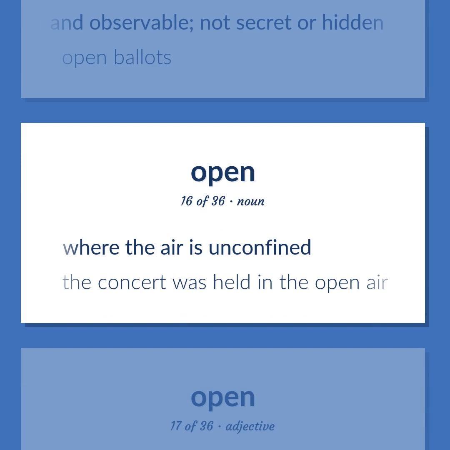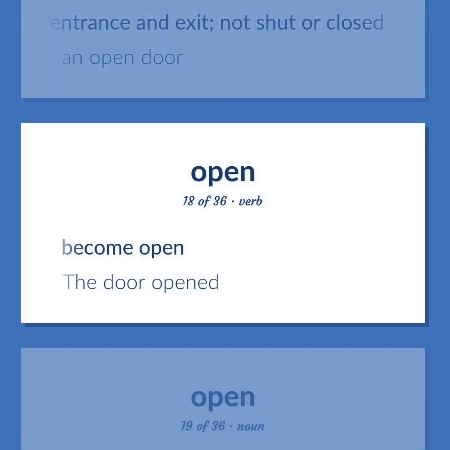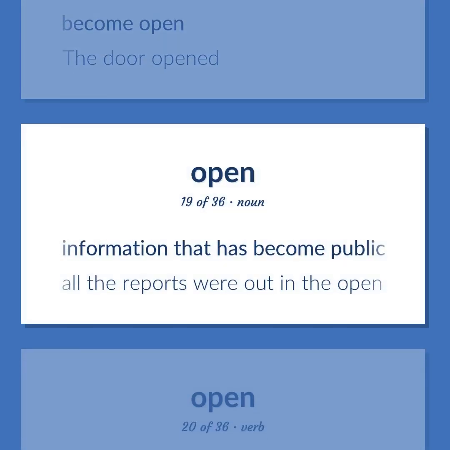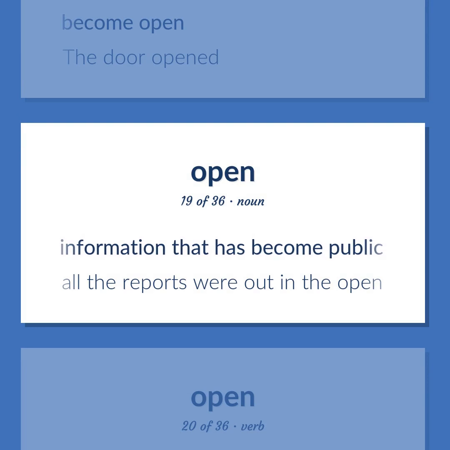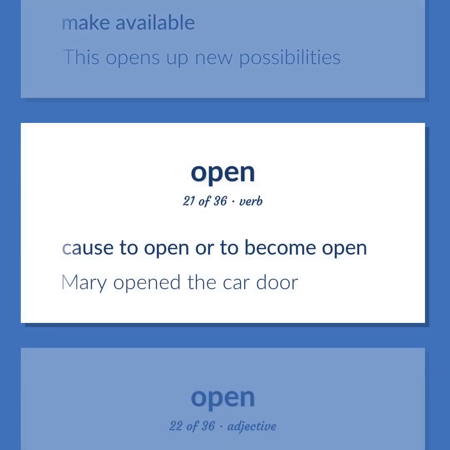Where the air is unconfined. The concert was held in the open air. Affording unobstructed entrance and exit, not shut or closed. An open door. Become open. The door opened. Information that has become public. All the reports were out in the open. Make available. This opens up new possibilities. Cause to open or to become open. Mary opened the car door.